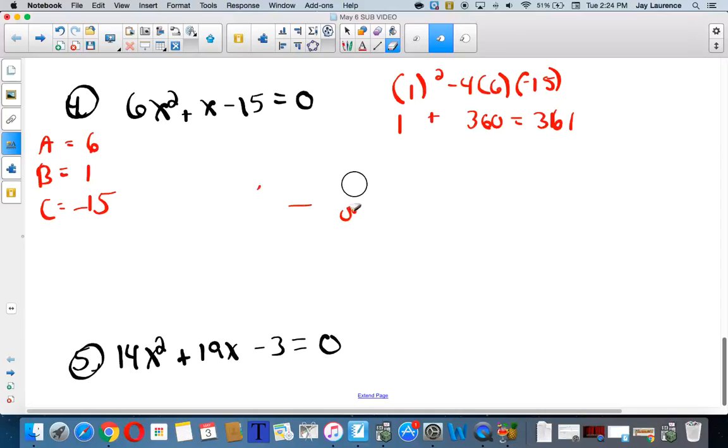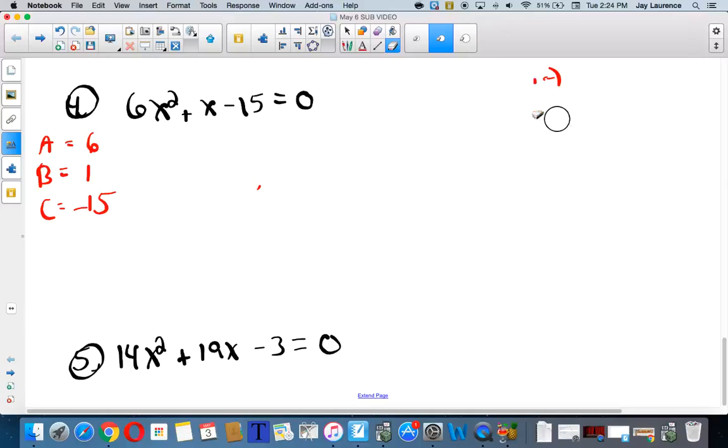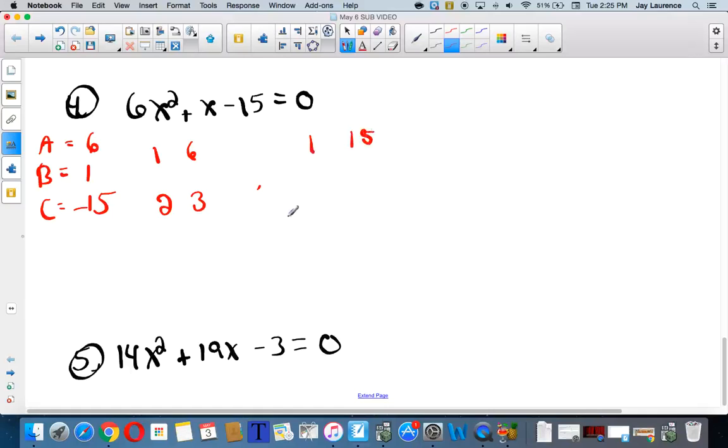So let me get myself some room here. Now, since it's a trinomial and it is factorable, what I'm going to do is list the factors of A. All right, so I'm going to list the factors of 6 and of 15. So I list the factors of 6. I'm going to get 1 and 6. I'm going to get 2 and 3. And for 15, I'm going to get 1 and 15. And I'm going to get 3 and 5.